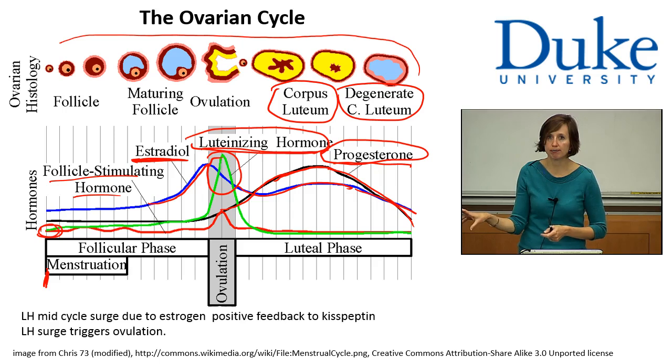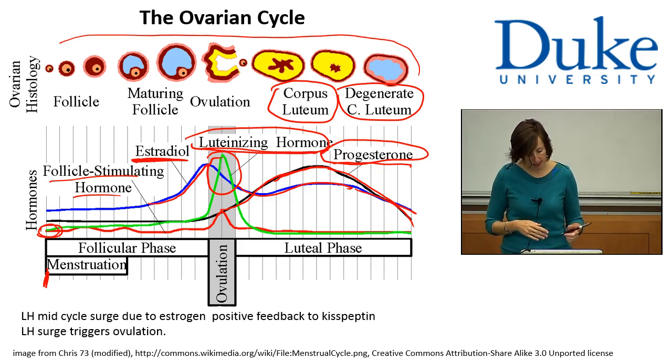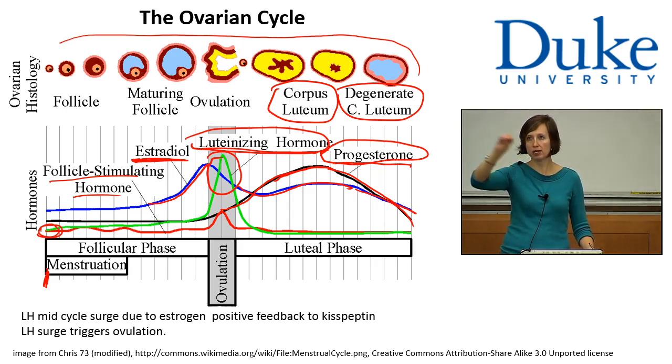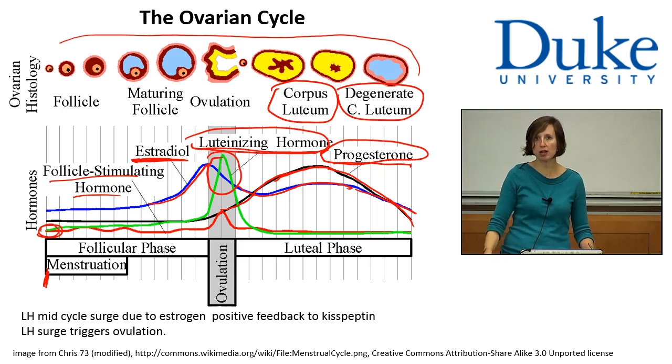So that's what happens at the end, and that's why at the beginning of the cycle we have this small increase in FSH and LH, which causes a whole other cohort of follicles to start to mature because the corpus luteum just degenerated, which means estrogen and progesterone levels fell, GnRH went up.